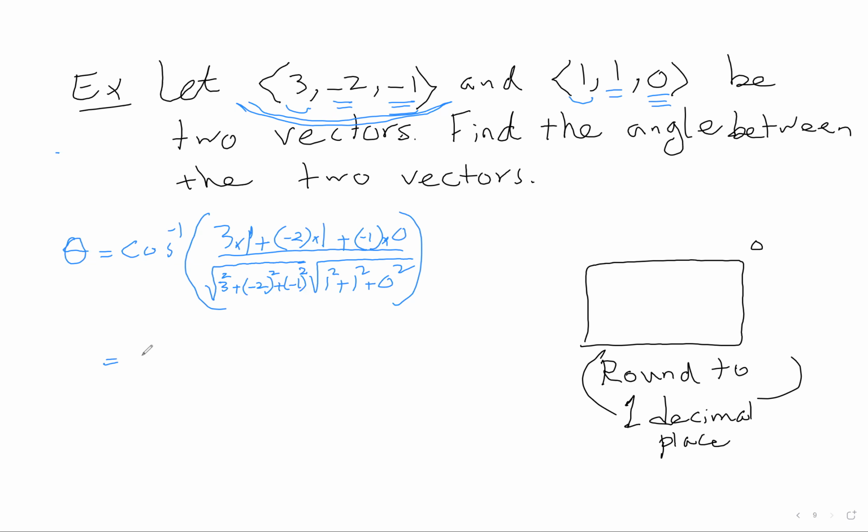So in fact, I should calculate cos inverse of, on the numerator, 3 times 1 plus -2 times 1 plus 0 gives me just 1. The first radical is radical 14. Second radical is radical 2. The product of these two is radical 28.